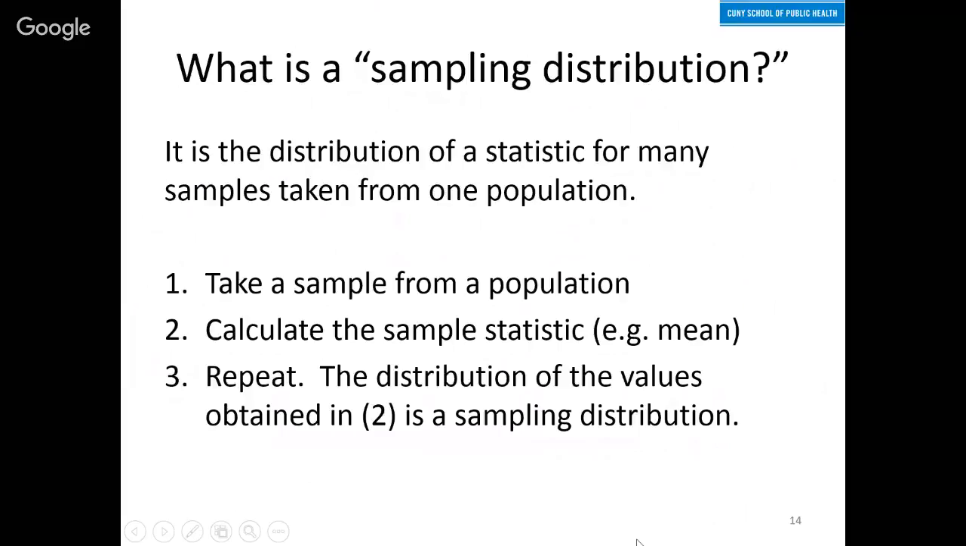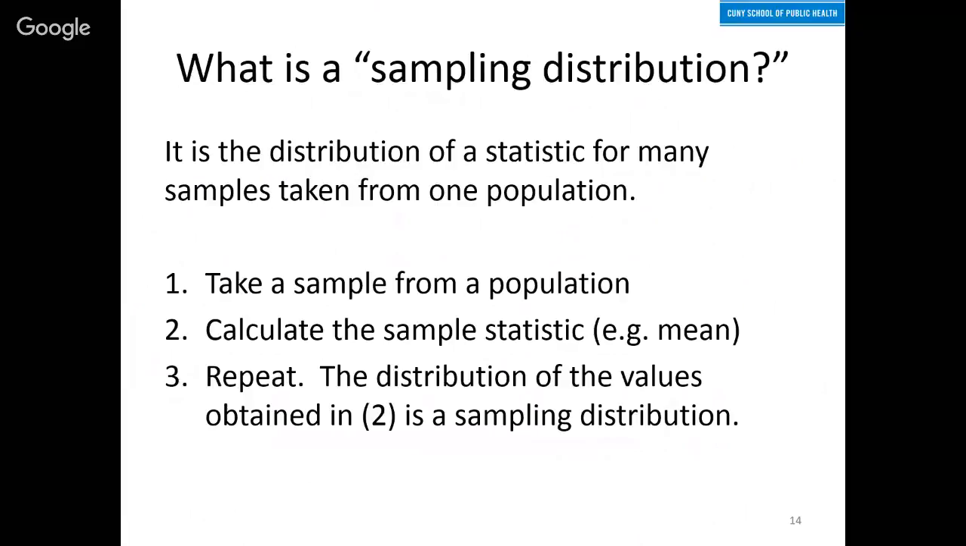An example of how you might generate a sampling distribution would be to take a sample like those 100 runners that we saw, calculate a sample statistic from it, let's say the mean, and then repeat that over and over. This is a frequentist definition of a sampling distribution. It's generated over large numbers of samples. And then the distribution of those means over many, many samples, that is the sampling distribution.